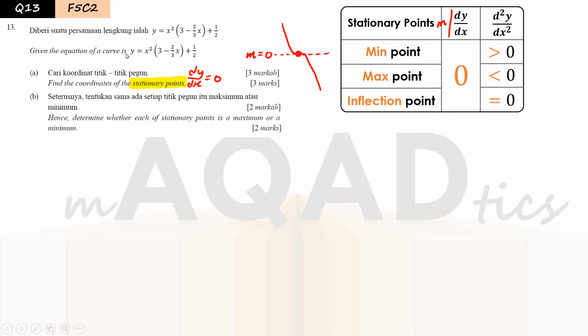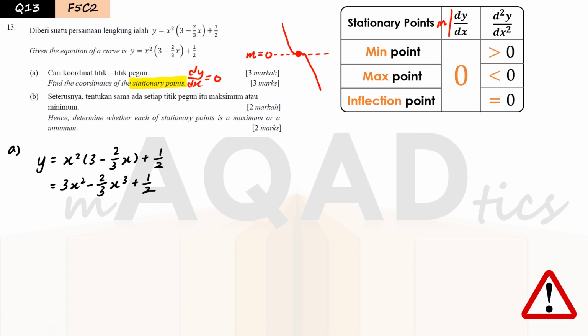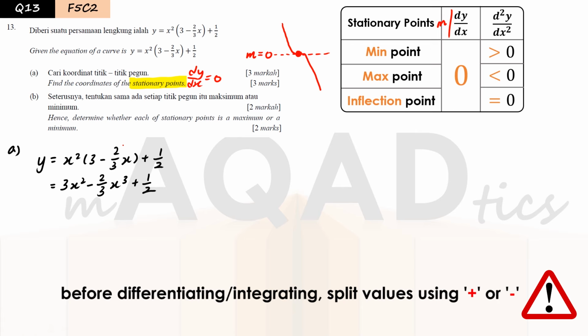Let's differentiate the curve's equation. Before we differentiate, let us multiply this x squared into this bracket first. Once we multiply, it will be 3x squared minus 2 over 3x cubed. Now let's differentiate them one by one, and what I will do before I differentiate is separate these terms by their minus and plus, the negative and the positive. It would be something like this. So clearly I can see that we need to differentiate 3 things.